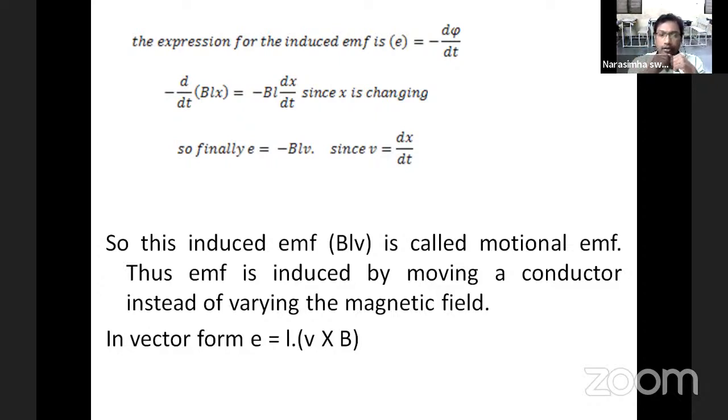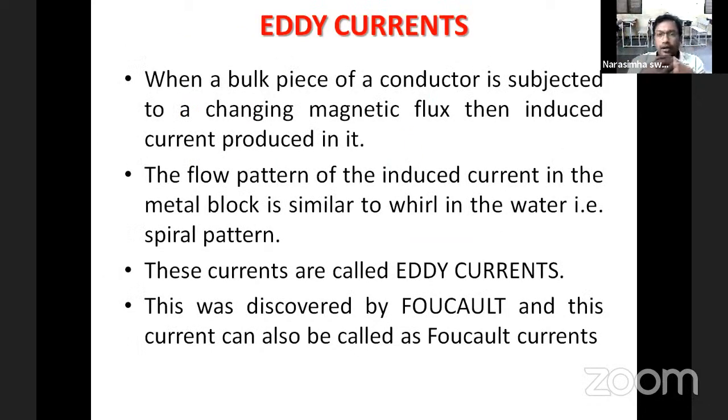So this is motional EMF. This can be written in vector form, that is E is equal to l dot v cross B. So this is the induced motional EMF. Next is eddy currents.